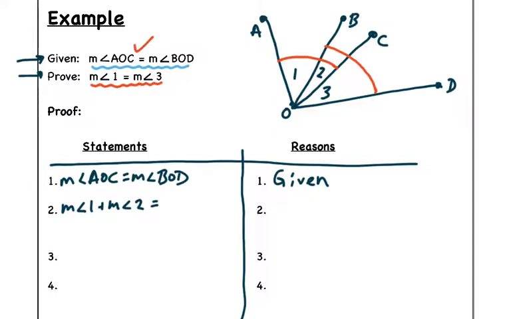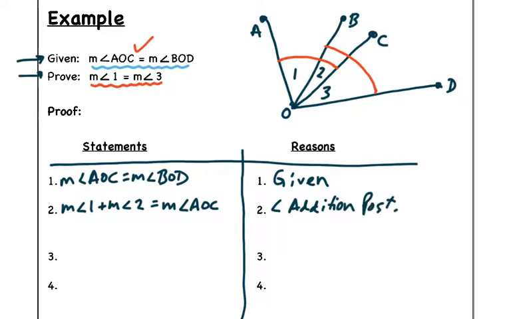And which angle does measure of angle 1 plus the measure of angle 2 add up to? Can you see that equals the measure of angle AOC? Okay. Why? Why can I add 2 smaller angles and get a larger angle? It's the angle addition postulate. So again, don't forget these friends too.